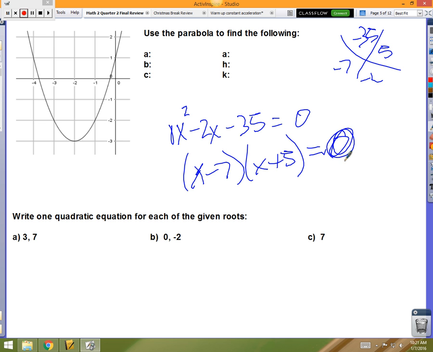Because I need to end up with a 0. So what's going to make my first group a 0? X equals 7. And what's going to make my second group a 0? X equals a minus 5. So these are my zeros. X is 7, X is minus 5. Okay, now look, I'm giving you the zeros. I'm giving you the roots.